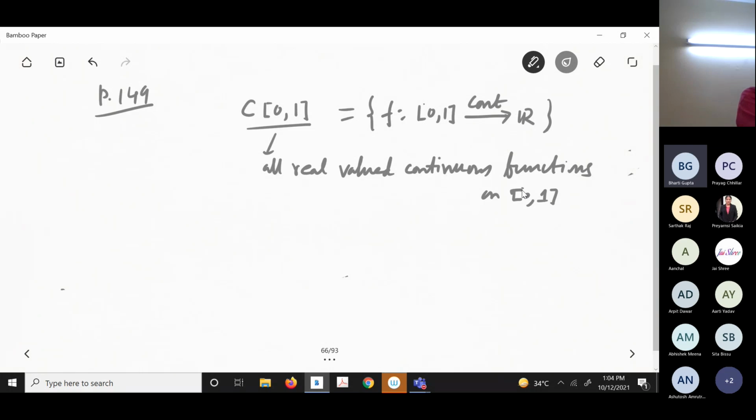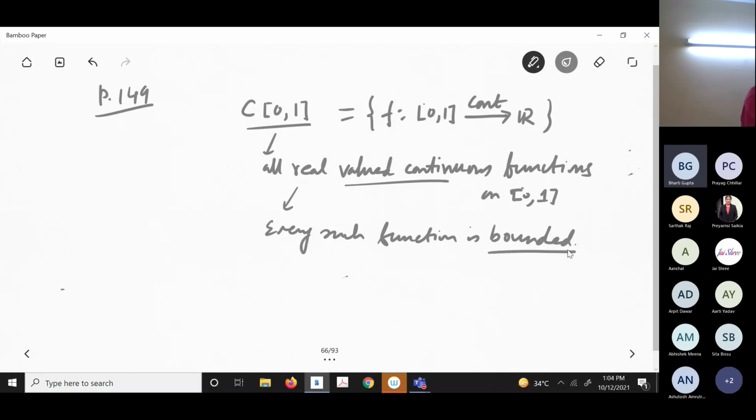Okay. Now, later on, after the break, I will teach you compactness. This is a compact set, and it can be proved that every such function is bounded. So every such function is bounded. Remember that you have this.